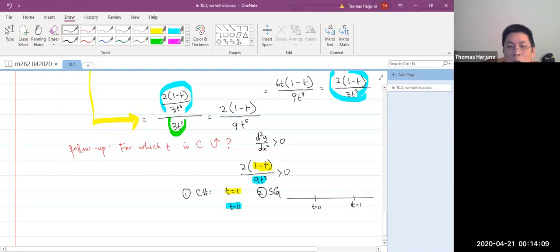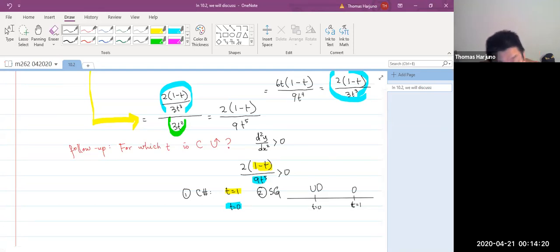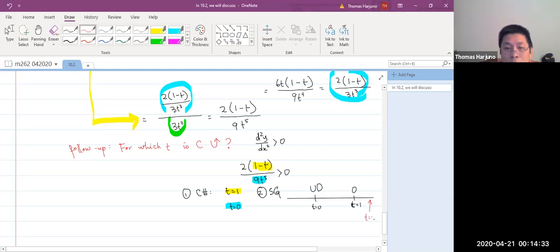When t equals 1, the value is 0. When t equals 0, the value of this expression is undefined. Let me slow down a little bit here. I hope you know what I'm doing. Now then, from there, I do the sign graph. Let's say I pick t equals 2. When t equals 2 and I plug it in there, 2 times (1 minus 2) over 9 times 2 to the 5th. Is it positive or negative? Negative. That's negative.